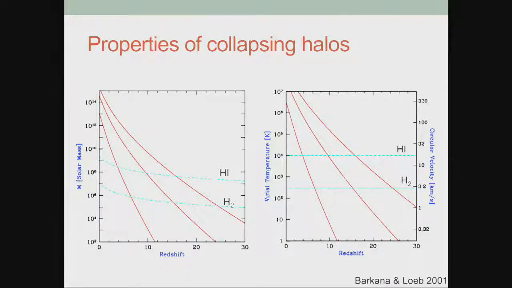Here, there are two lines. Ignore this for the time being, I'll come back to it later. This is the atomic cooling line. So below this, there is no atomic cooling that is efficient. And you can see that you form very little mass that is cooled enough to form these stars with H1.